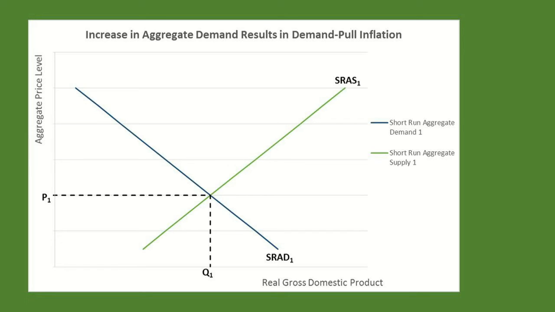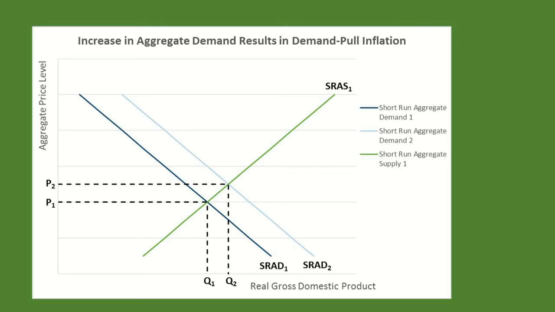Remember, life is good, the economy's growing, incomes are increasing, the total aggregate demand for goods or services increases. We see from the increase in the aggregate demand that there's an increase in both the general price level and the output. Aggregate demand increases to AD2. The new equilibrium is P2, and the output increases to Q2. Demand-pull inflation is considered more desirable because the higher prices are fueled by a growing economy.